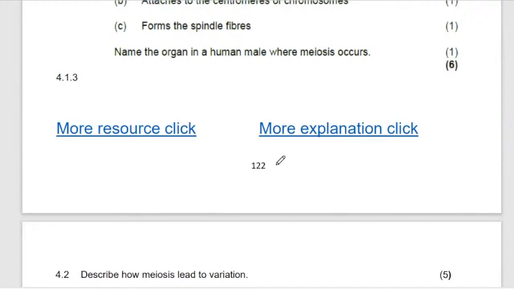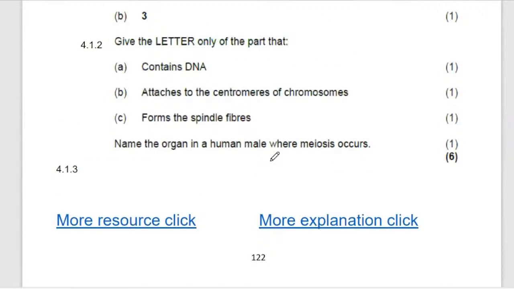How does non-disjunction lead to Down syndrome? Guys, you just talk about what is extra. Down syndrome is as a result of non-disjunction, leading to one cell having an extra chromosome on chromosome number 21, meaning that it is going to have 24 chromosomes instead of 23. When this cell fertilizes a normal ovum, the resultant individual is going to have 47 chromosomes instead of 46, leading to Down syndrome. Is it clear?